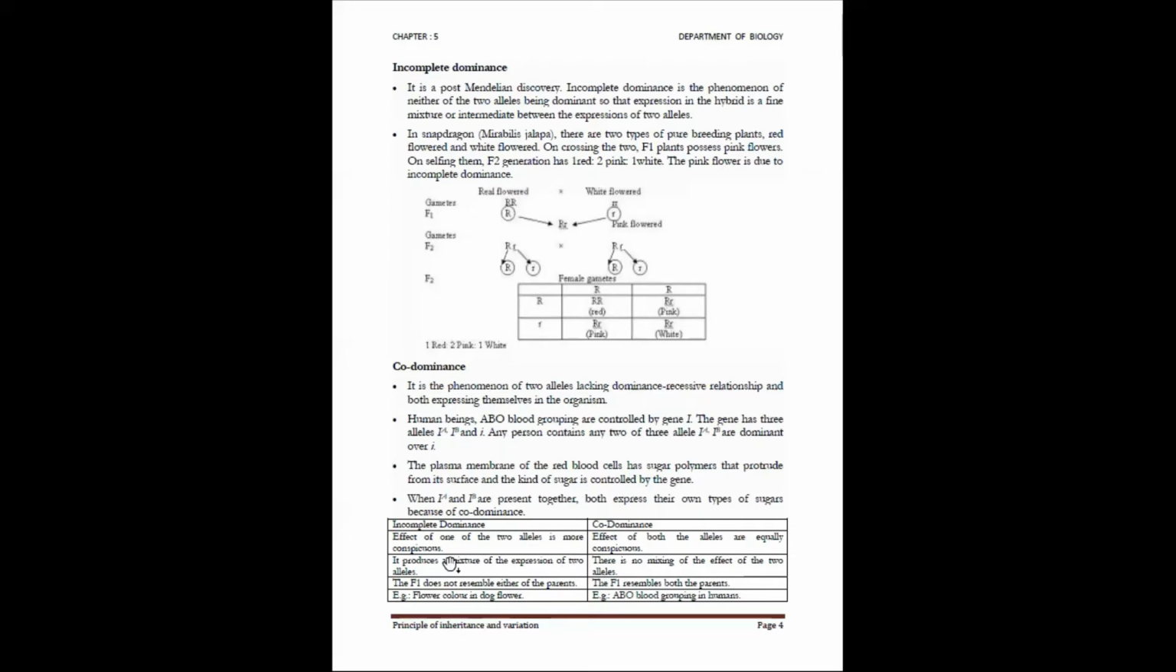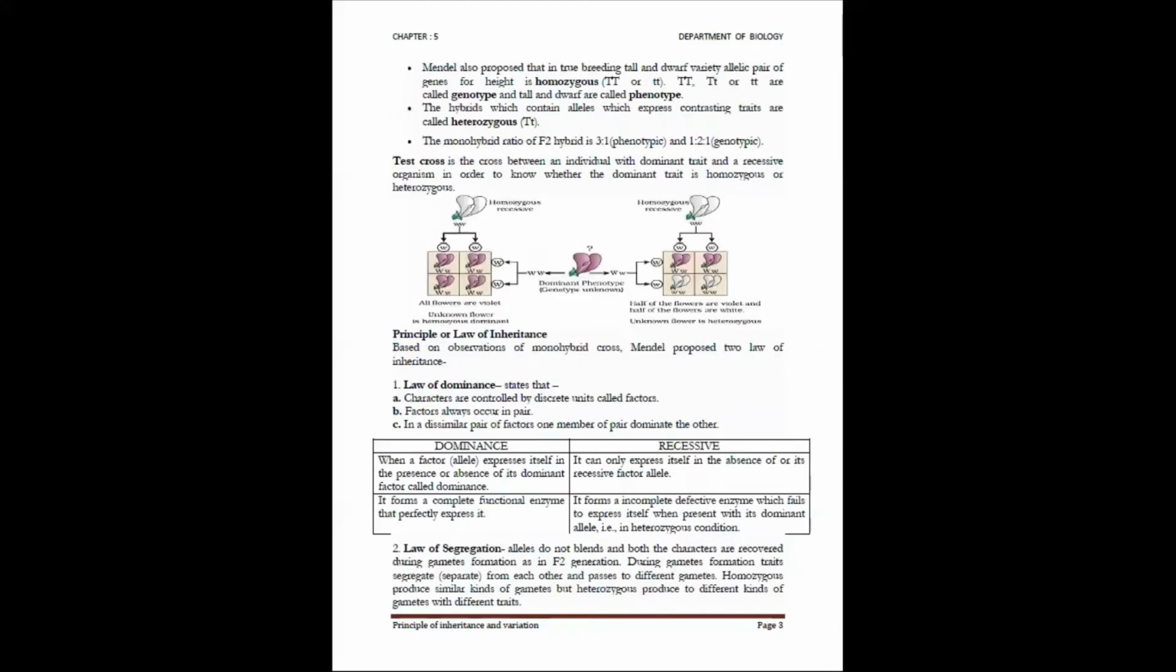This is how the difference between will be asked. Incomplete dominance or codominance, the differences would be asked. Or if you come back here, the law of dominance or law of segregation, sometimes they would ask both, not just one. It can be asked for 2 marks, wherein you have to write the definition of law of dominance and definition of law of segregation, or it can be asked for 5 marks, wherein you have to justify your answer, writing 2.5 marks for law of dominance and 2.5 marks for law of segregation.